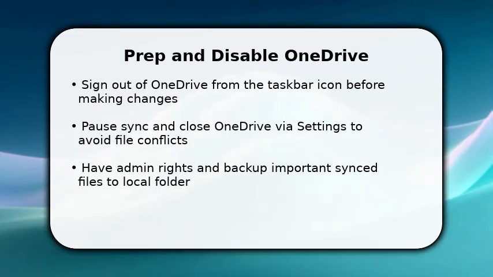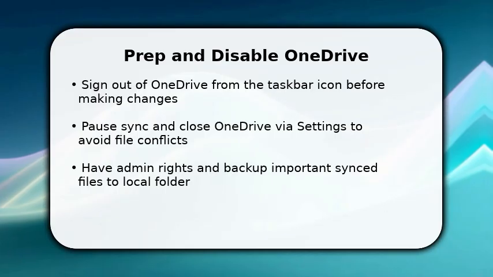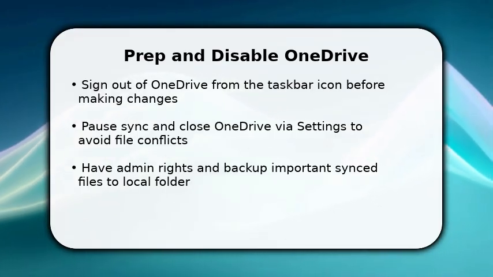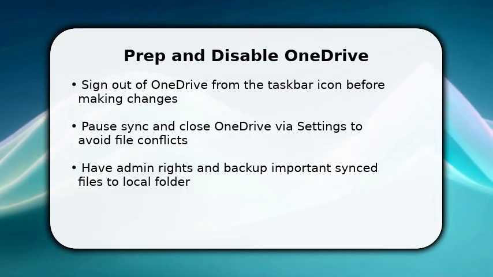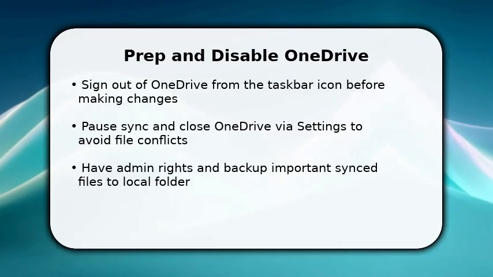You start by stopping active sync so files don't change mid-process. Click the OneDrive icon, choose Help and Settings, then pause syncing and sign out. Once done, close the app from the system tray and confirm the OneDrive window is gone. Make sure you've copied any important files to Documents or another local folder.